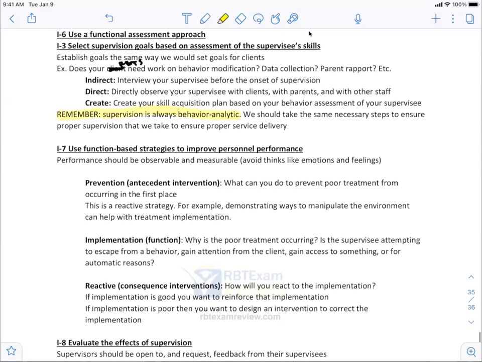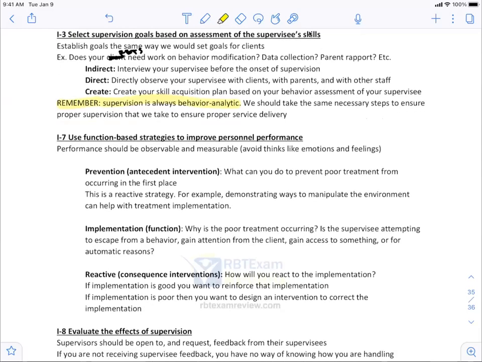I7, use function-based strategies to improve personnel performance. Continuing on the same thing. By now, you should notice supervision is very similar to client work. Okay, now we're talking about function-based strategies. The behaviors our RBTs engage in also have a function. Okay, ABA is not just for clients, right? Performance should be observable and measurable. We're not too worried about emotions and feelings. Now, you don't want to be cold and callous, but we're not worried about that, right? We can't measure that. We can't observe that. Okay, we need to be able to change things we can see.